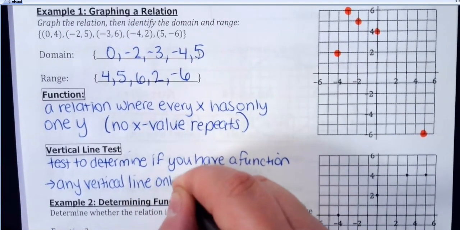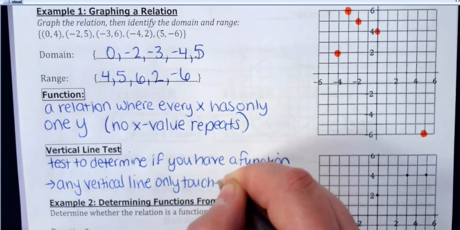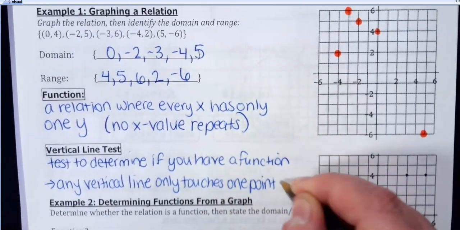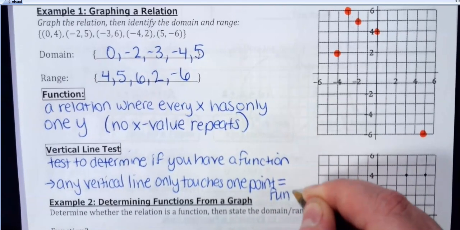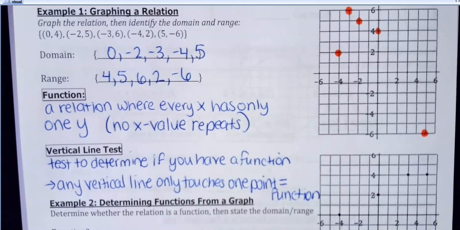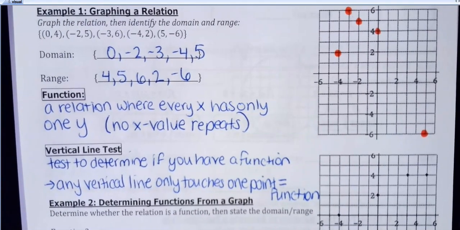only touches one point, and that's going to mean, if that's the case, it passes the vertical line test, and then you will have a function. If you can draw a vertical line on your graph or look at your pen as a vertical line or pencil or whatever, and you touch more than one point, then you are not a function.